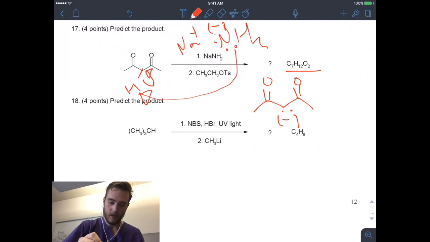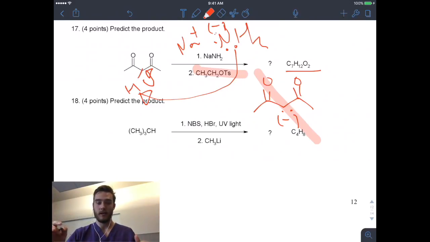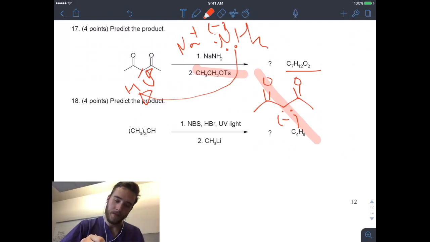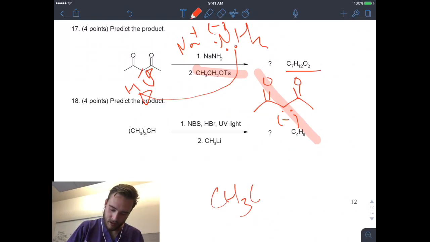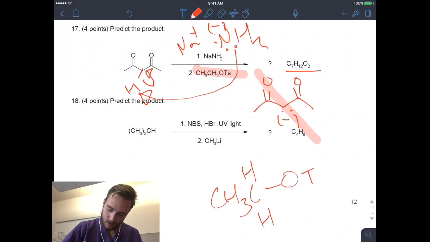Well, this compound right here gets reacted with our ethyl OTS. Let's take a look at the reaction. We've got our CH3, CH2. Actually, I'm going to write the CH2 all the way out so we can see exactly how it happened. CH2 bonded to OTS.